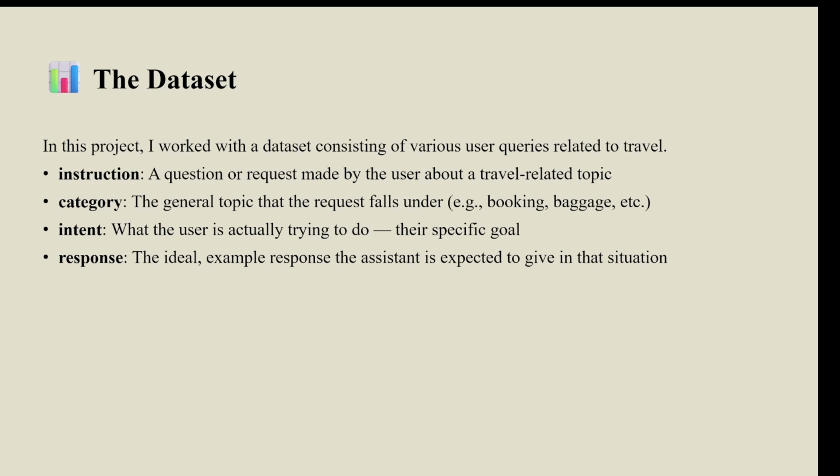In this project, I worked with a dataset consisting of various user queries related to travel. Instruction: a question or request made by the user about a travel-related topic. Category: the general topic that the request falls under, like booking. Intent: what the user is actually trying to do. Response: the ideal example response the assistant is expected to give in that situation.